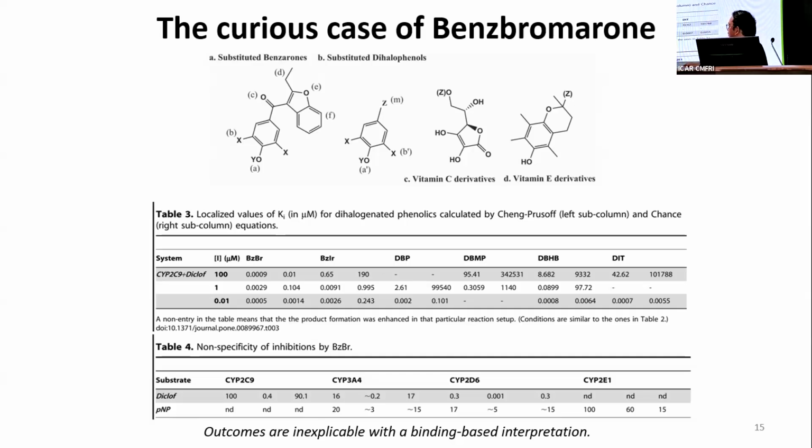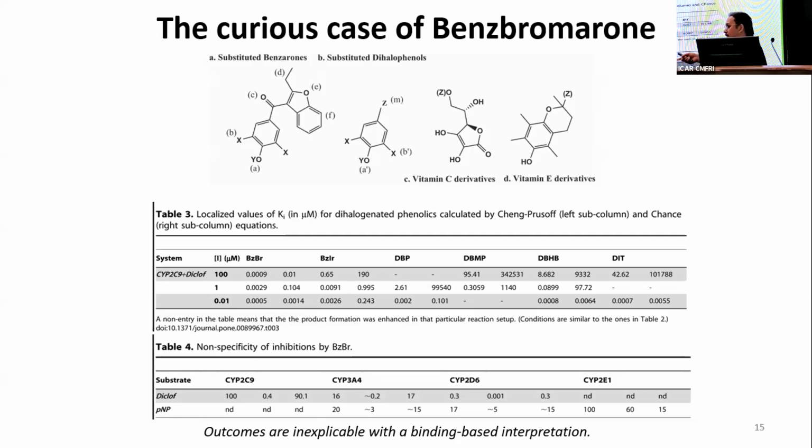And the non-specificity of the inhibition by benzbromarone that I just talked about is shown here in the 2C9 system. It can inhibit the 2C9 system, it can inhibit the 3A4 system as well, 2D6 also, 2E1 also. They do not really have the same active site topology. So you cannot think of it binding to all these enzymes in the same way. It cannot be an inhibition just by binding.